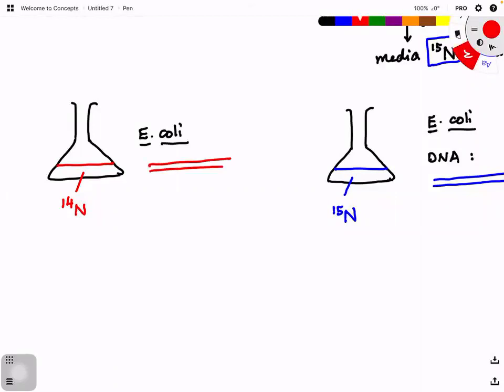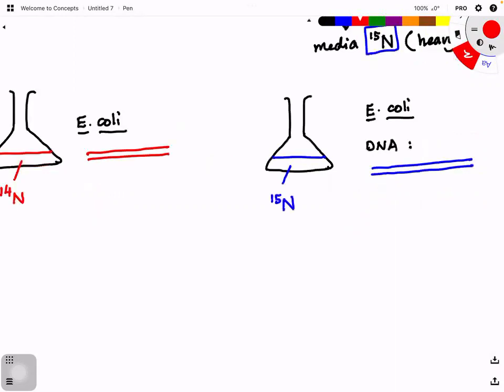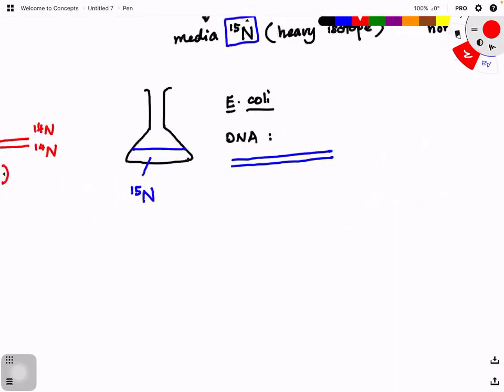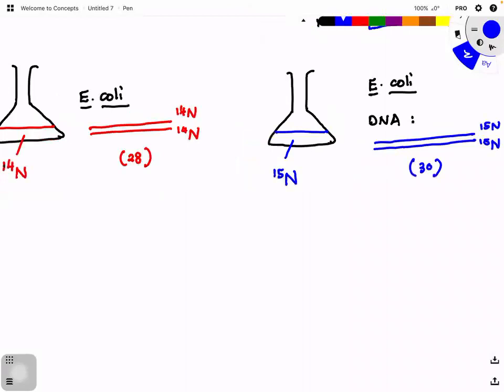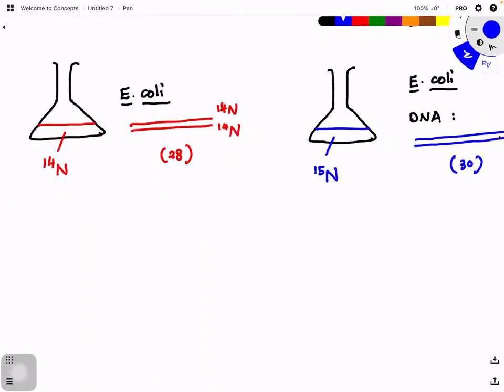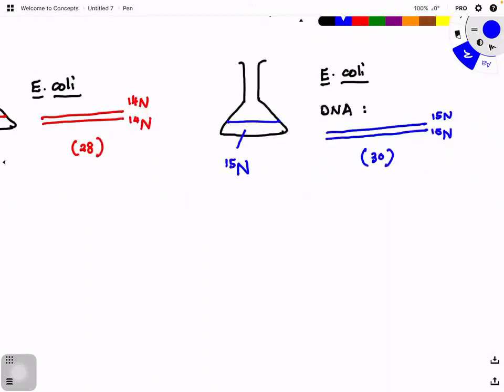DNA. So if I put a number, it will be 14N. You total up 14, so it will be 3 units, 28. Let's say 28 units of weight. But for E. coli that grow in the medium containing 15N, you get 30 units of weight. So I can see that you can differentiate their DNA now, if you grow them in the 14N media and the 15N media.